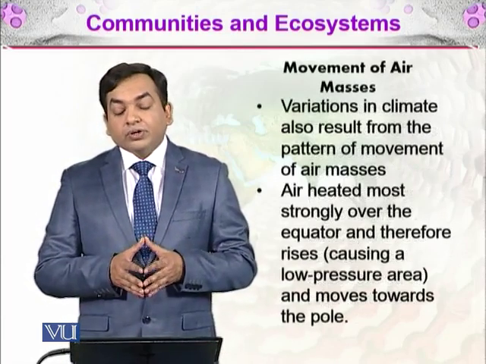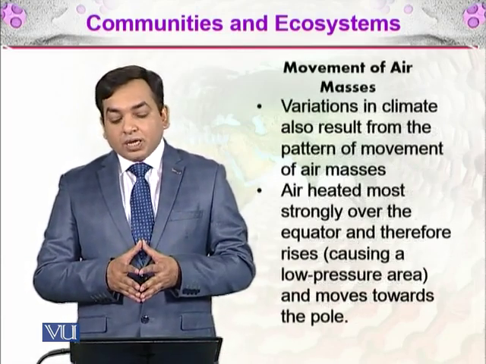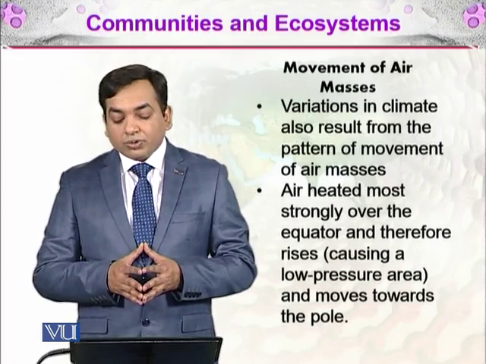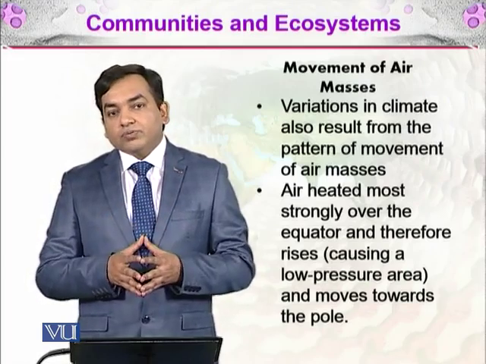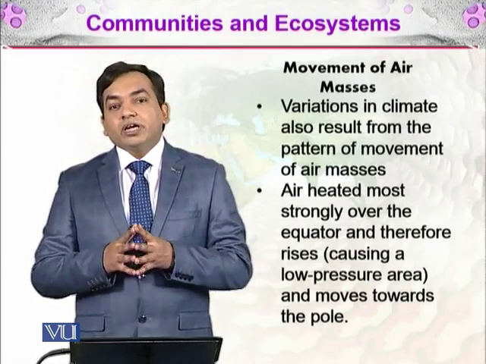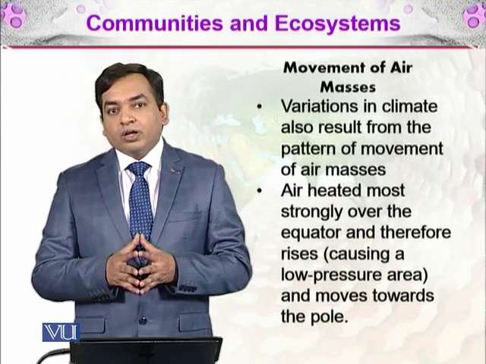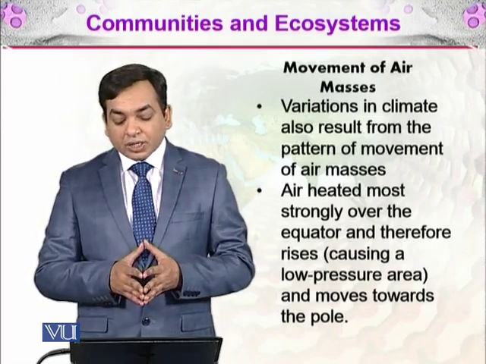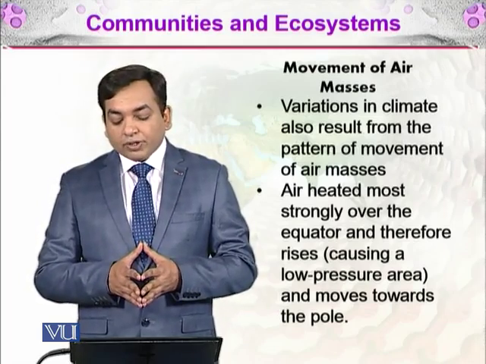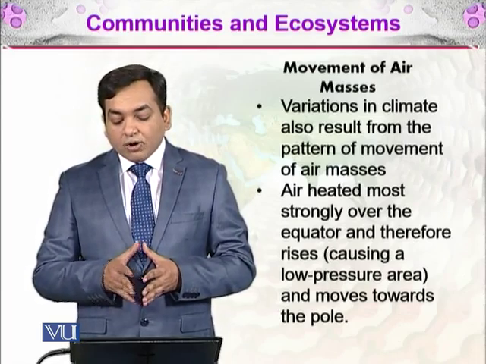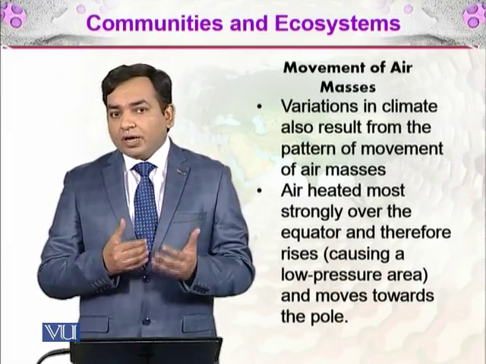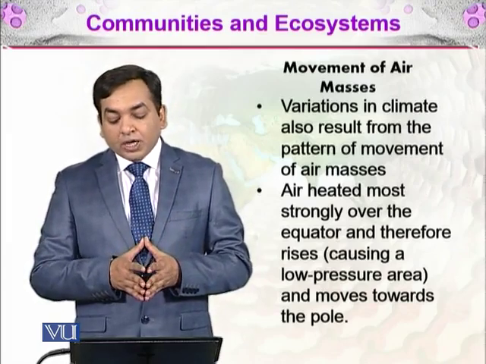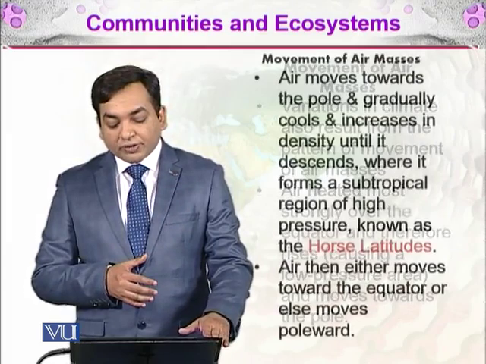And then there is the movement of air masses. The variation in climate also results from the patterns of movement of air masses. The movement of air on the surface of the globe also influences the climatic patterns. Air heated most strongly over the equator rises, causing a low pressure area, and moves towards the pole, which is a high pressure area. So we would see the patterns.